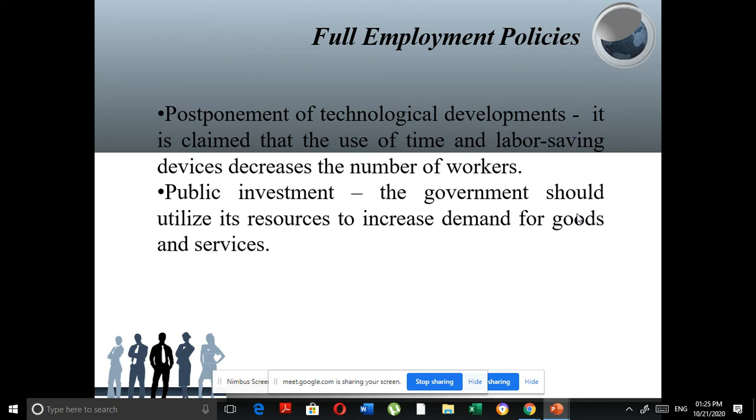Layoff, fired, structural. Frictional, structural: normal unemployment. Bad unemployment, or the worst unemployment, is cyclical, yes?